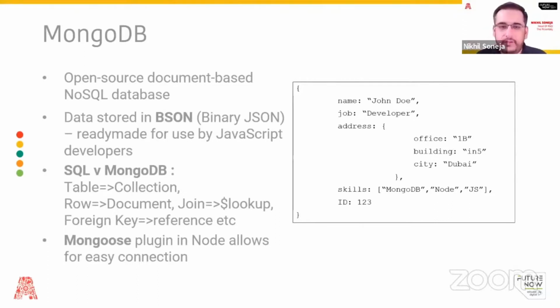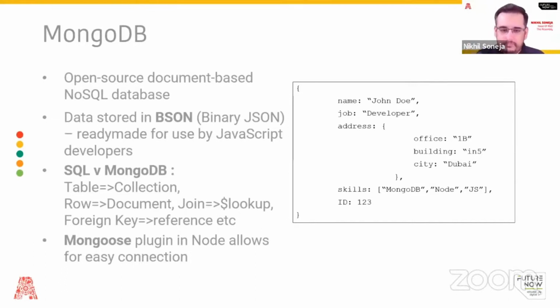So the way MongoDB works is, first of all, it is an open source NoSQL database, which is the trend of databases, but it's document based, because it works with JSON. Now, it doesn't work with JSON directly. It doesn't store JSON as plain text. It stores JSON as binary JSON. So, of course, that is a lot more, but it is still ready-made for use by JavaScript developers when it comes out.